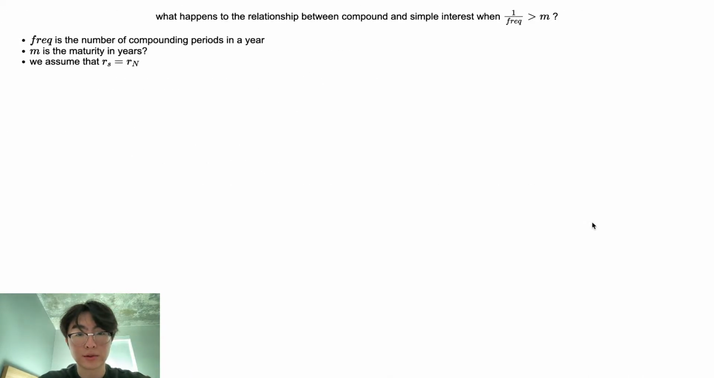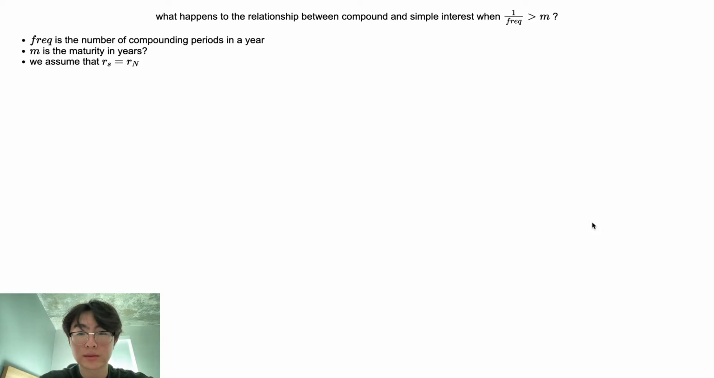What happens to the relationship between compound and simple interest when 1 over frequency is greater than m? So frequency is the number of compounding periods in a year. M is the maturity in years, and we assume that Rs is equal to Rm. So the simple interest rate is equal to the compound interest rate. And then if 1 over frequency is greater than m, that means our actual compound period is greater than a year.